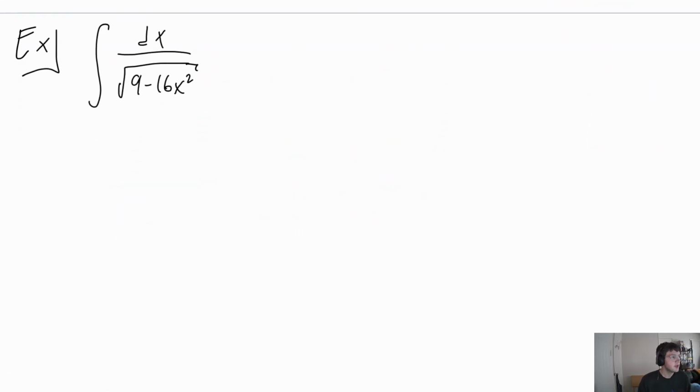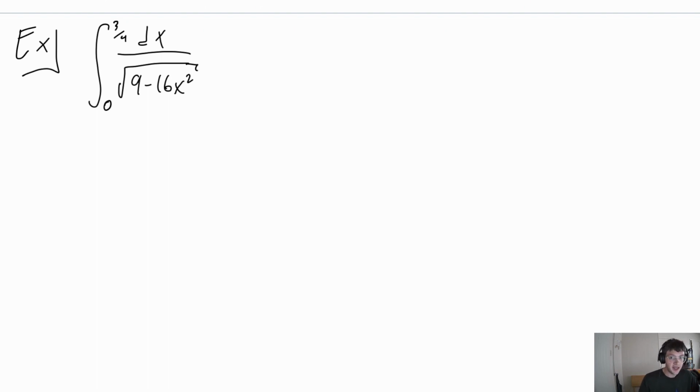Let's take a look at another inverse trig example. Here I have the integral. Oh man, I need to have bounds on that one. What bounds do I need to have? I need to have the bounds from 0 to 3/4.